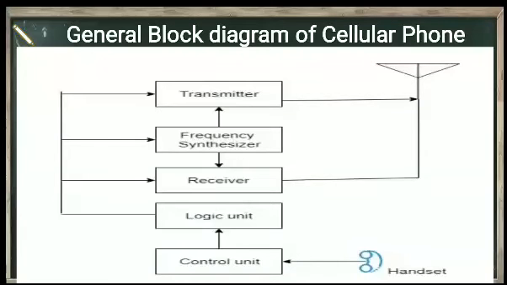This is the general block diagram of a cellular phone. There are mainly 5 blocks considered in a cell phone or mobile phone, along with the antenna and other features: transmitter section, frequency synthesizer, receiver section, logic section and control section. The handset we are seeing here is nothing but the keypad section, and the transmitter, frequency synthesizer, receiver, logic unit and control unit with antenna are all built into a cellular phone. We will discuss all parts and details in the respective parts in the next slides.